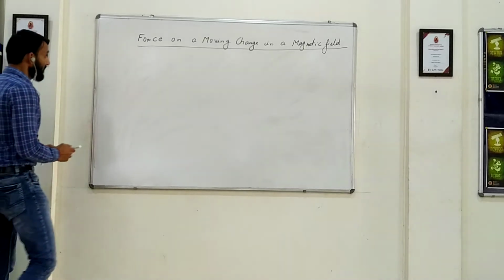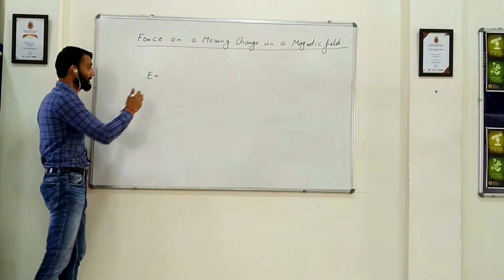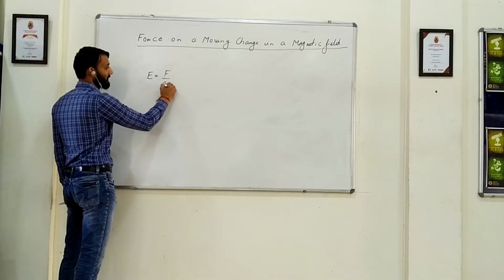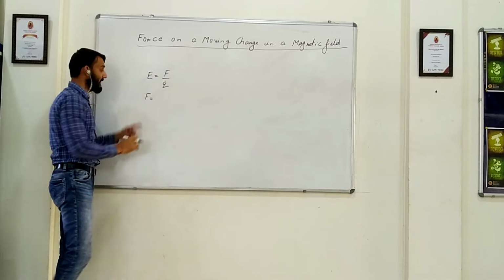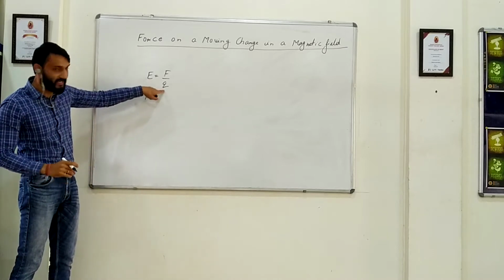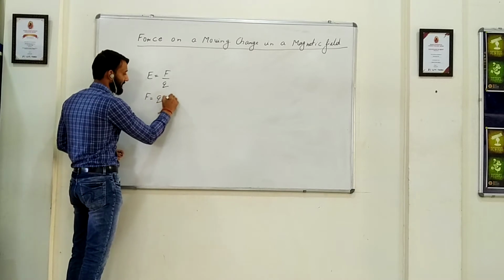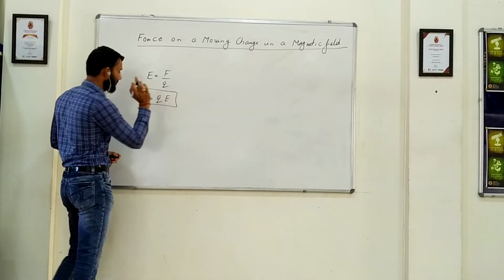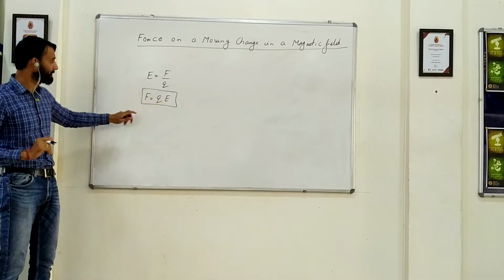If you all remember, we have defined electric field as F upon Q, force per unit charge. From there, we understood that the force experienced by this charge Q due to this electric field E is F equals QE. This was the force experienced by this charge Q due to the electric field E, right?